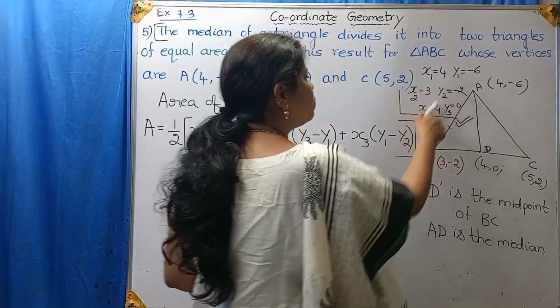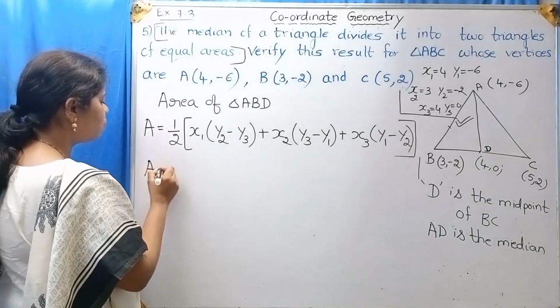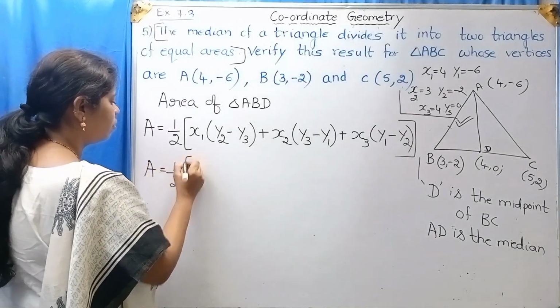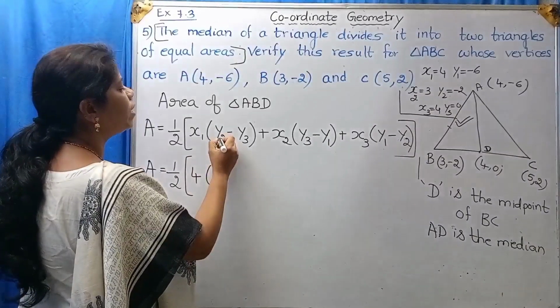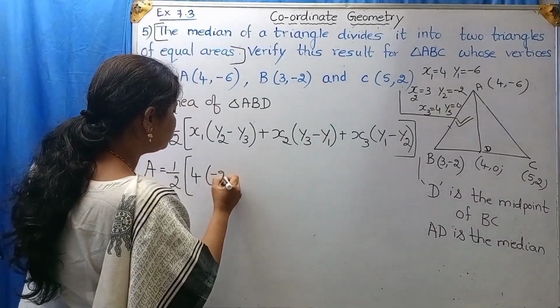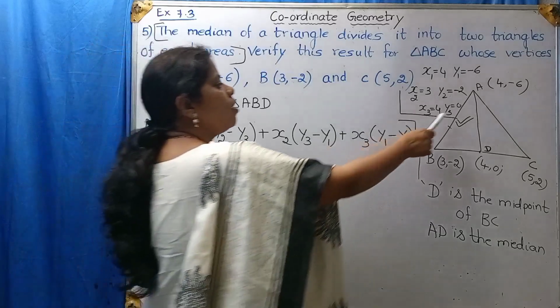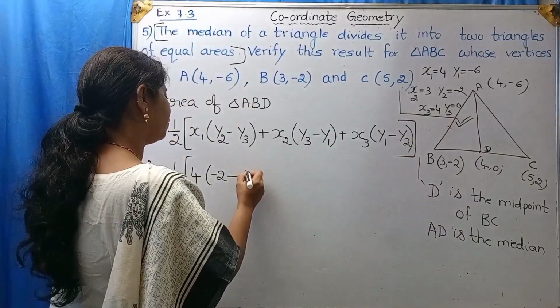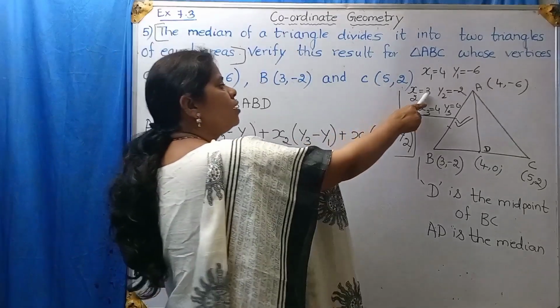Let us substitute these values in this equation. A is equal to half, x1, that is 4, times (y2 - y3). y2 is -2, minus y3, the value of y3 is 0. Plus x2, the value of x2 is 3.